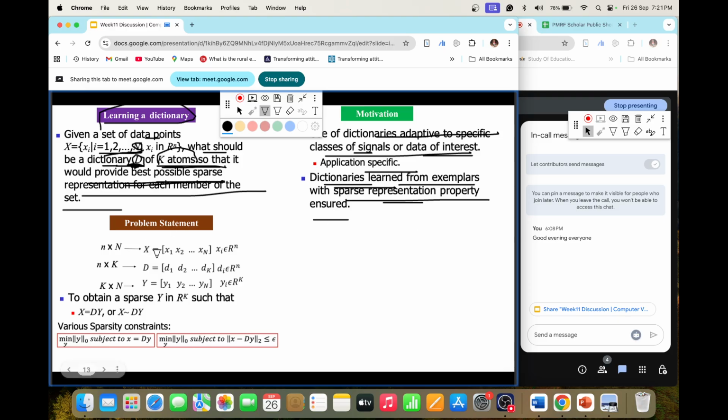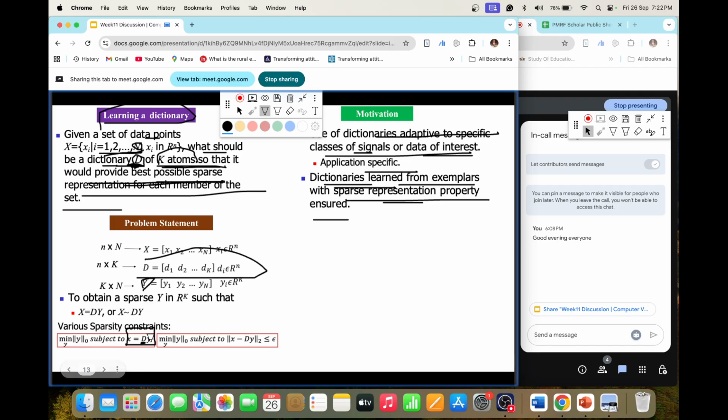This is the whole dictionary, and from that we will take only a small number of atoms, and by that we can get the best possible sparse representation y. So this is x equals Dy. D is the dictionary, meaning the dictionary with the best possible atoms, and y is the sparse representation of the atoms we are selecting, or the matrix of atoms that we are selecting.